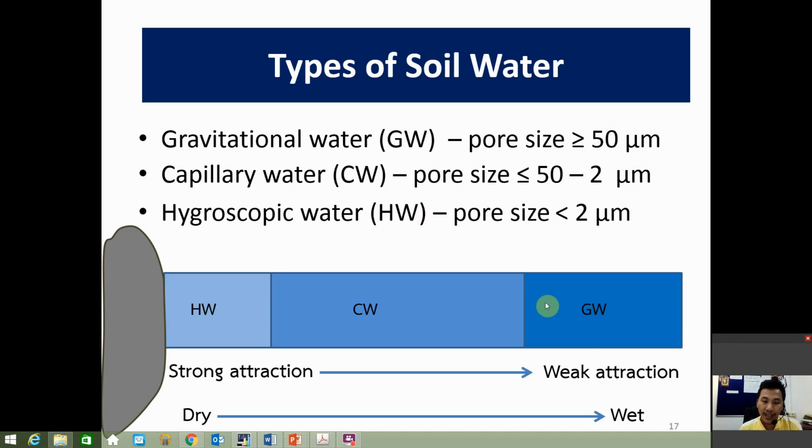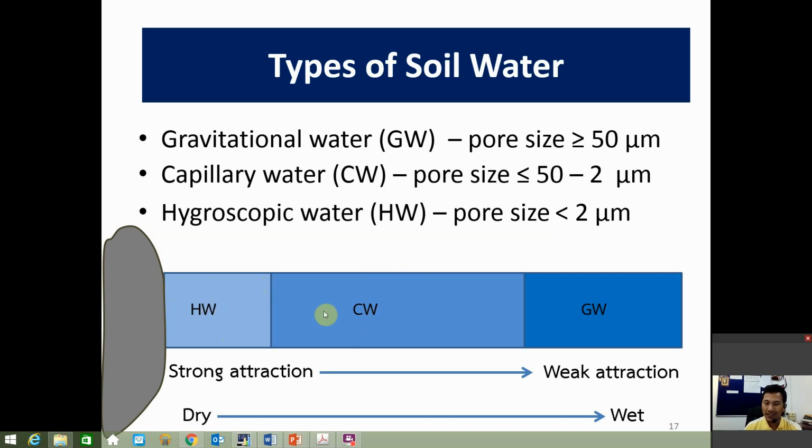So the farther you go from the soil particle, the more gravity takes away that mass of soil water. On the other hand, water attached to the soil particle, like the hygroscopic water in this case, stays really close to the soil particle surface, so the particle holds the water molecules really tight.